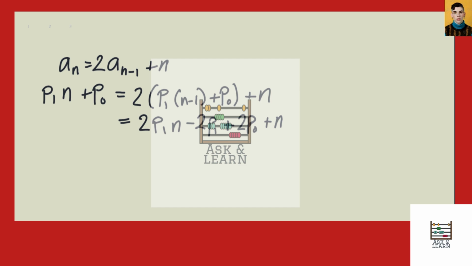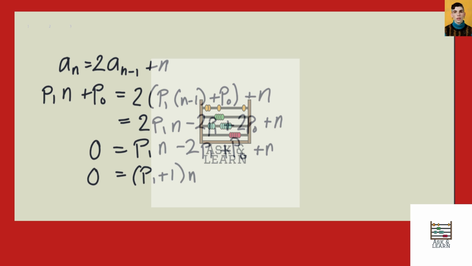And we can subtract from the left-hand side and the right, so we would get 0 is equal to p1 times n minus 2p1 plus p naught plus n. So we group up the n's and the not n's, we get 0 is equal to p1 plus 1 times n plus negative 2p1 plus p naught. And these coefficients must be equal to 0. So we'll just set them equal to 0 and solve.